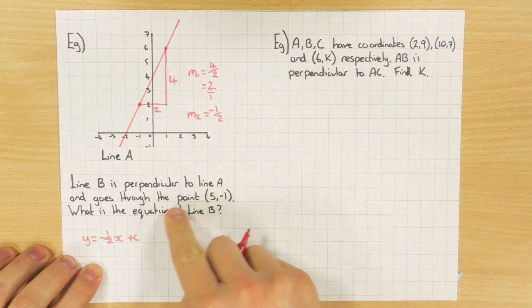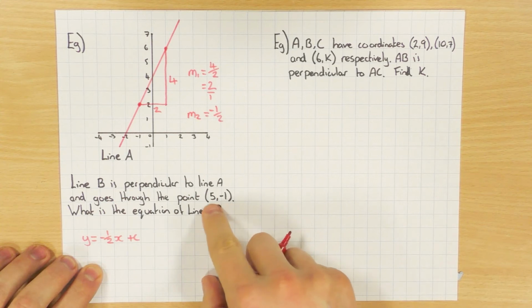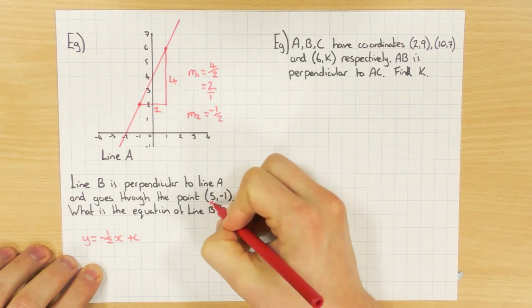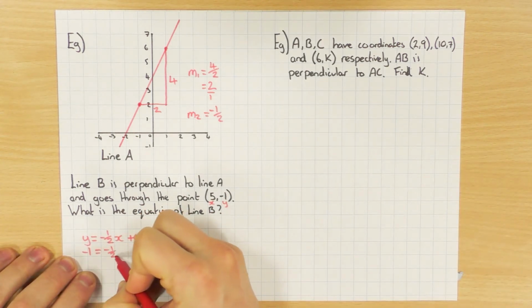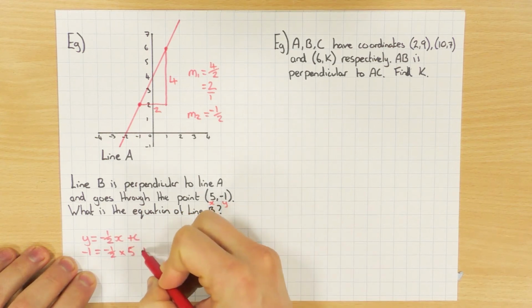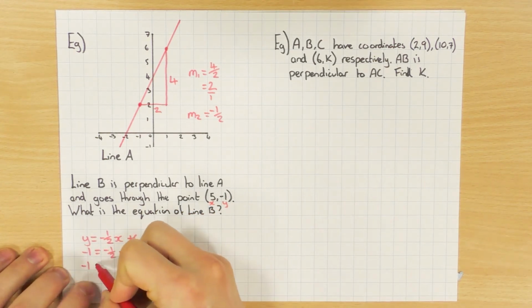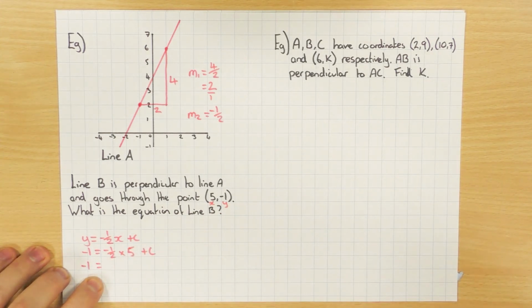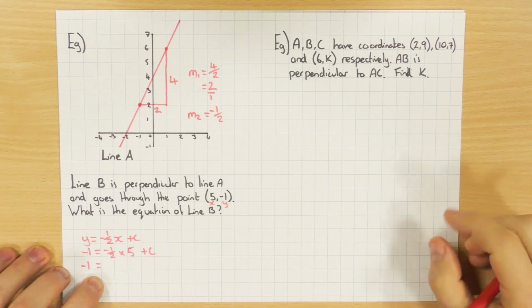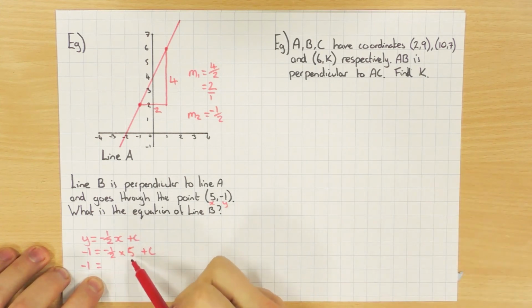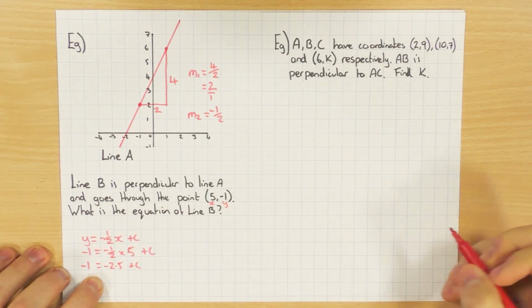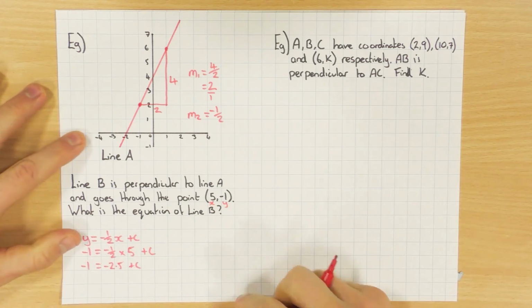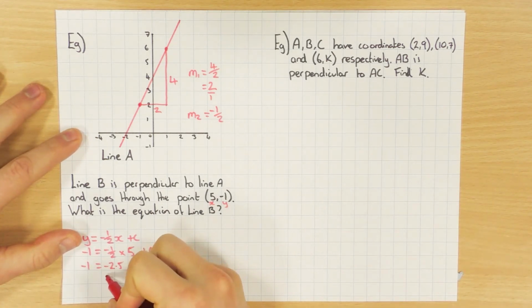We're told that line B goes through this coordinate here, 5, -1. So obviously 5 is the x value and -1 is the y value. Let's put it in. So -1/2 times the x value, which is 5, plus c. Okay, so -1 equals... Now you can keep this as a fraction if you want, but I'm going to change it to a decimal in this case, to show you both ways, but also I think it's a little bit easier. So -1/2 times 5 would be -2.5 plus c. So you can keep it as a fraction if you wish, entirely up to you, but I think the decimal is a little bit easier here. So -2.5, if you want to get rid of that to get c on its own, I need to add 2.5 to both sides.